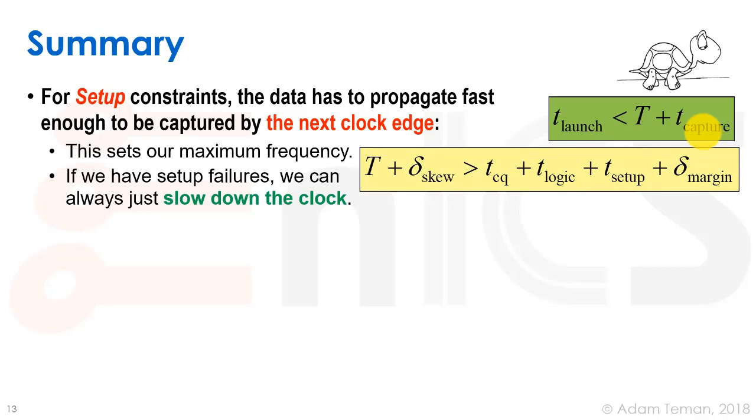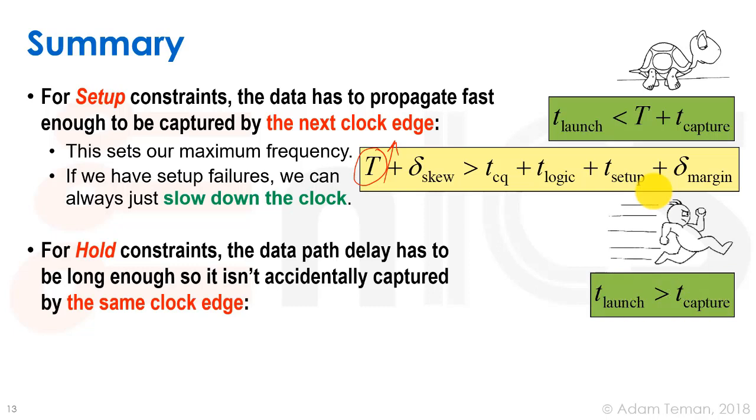And if we have setup failures, we can always slow down the clock. So again, T is this external variable. If we have some sort of failure here, we can just take T, make it larger, which means to slow down the clock, make the frequency slower, and then we will meet the setup constraint. So we may not be able to sell our product at the speed that we wanted to or at the highest speed possible, but at least it will be functional.